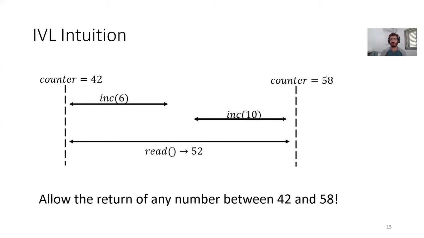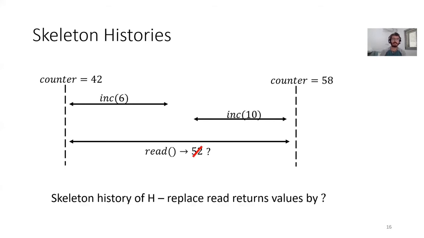But let's define it formally. In order to define IVL formally, we first need to define some formalisms that we're going to work with. The first one is skeleton histories. The skeleton history is the skeleton of a history. What we basically do is we take the history H and we replace the return value of every read with a question mark, basically saying we haven't decided what this read is going to return yet. Okay, so in our example, instead of read returning 52, it now returns question mark.